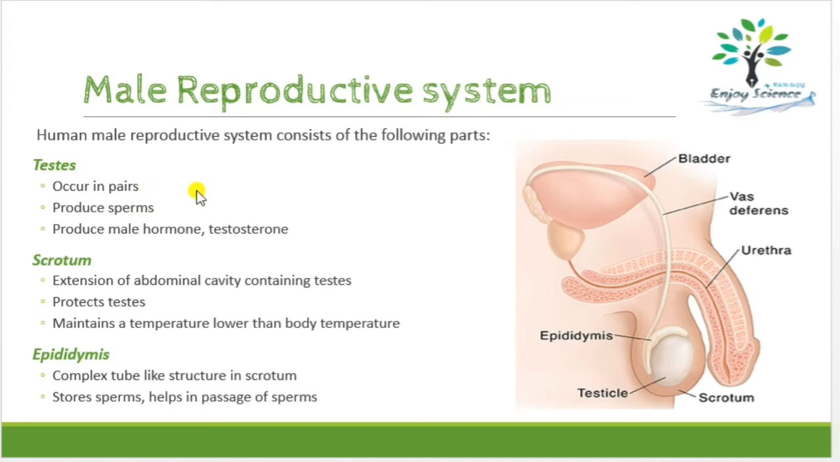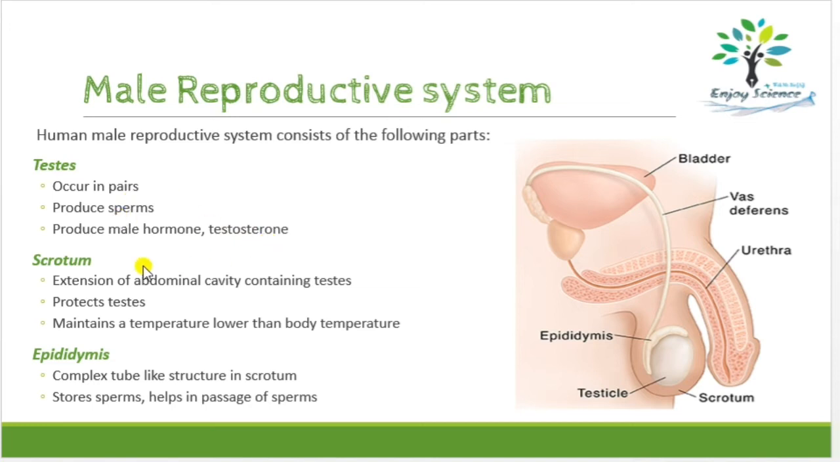Testes occur in pairs. So we have two testes, located within a pouch called the scrotum. They produce sperm, and they also produce the male hormone called testosterone. If you recall the topic of the endocrine or hormonal system of humans, there we discussed exocrine glands, endocrine glands and heterocrine glands. Exocrine glands have ducts, through which they release their secretions. Endocrine glands are ductless glands which secrete their secretions directly into the bloodstream, and heterocrine glands function as both exocrine and endocrine glands. The testis is one example of a heterocrine gland. As an exocrine gland, it produces sperms, and as an endocrine gland, it produces testosterone.